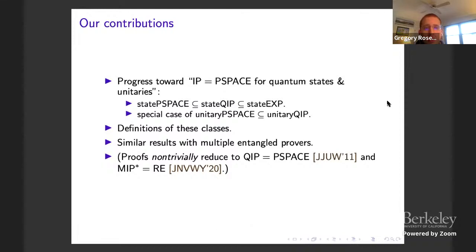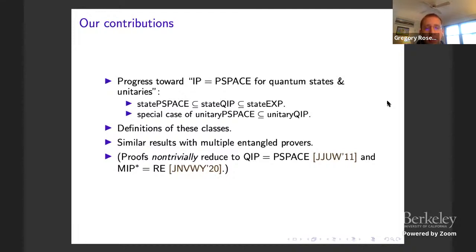So in this paper, we make progress toward what can be seen as an analog for quantum states and unitaries of the IP equals PSPACE theorem. What do I mean by this? We define quantum state analogs of a bunch of well-known complexity classes such as PSPACE and QIP. We prove that statePSPACE is contained in stateQIP. And as a partial converse, we prove that stateQIP is contained in stateEXP.